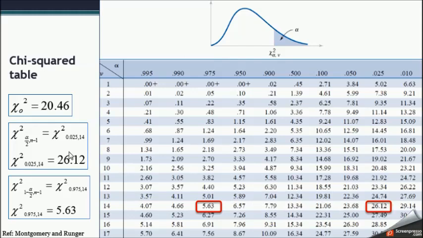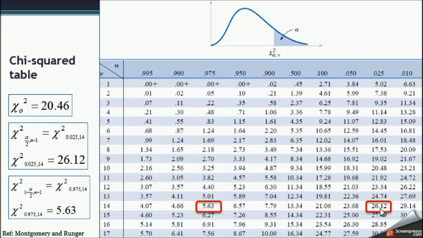Now we are going to use the critical values for alpha over 2. So the right critical value will be when chi-naught square has an area under the curve to the right, which is 2.5% or 0.025. So here we have 0.025 as the area under the curve. We are going to look for the intersection with 14. So we have the first critical value for chi square to be 26.12.